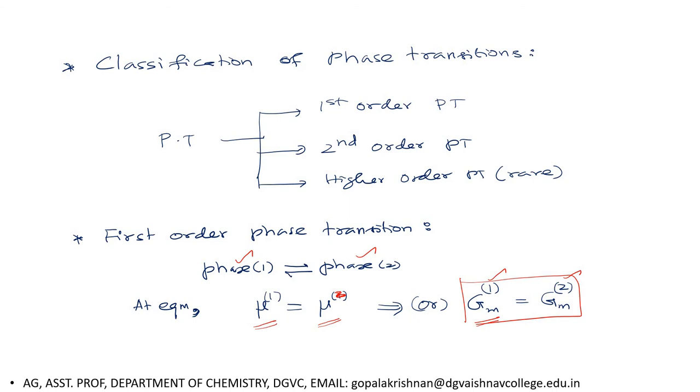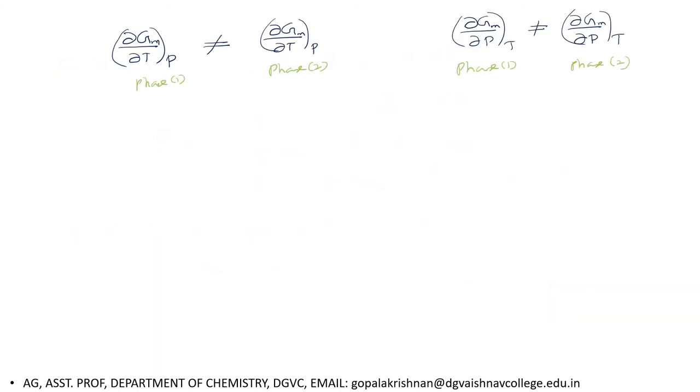Okay, now for a phase transition to be first order, what is the criteria? The criteria is this: the change in molar Gibbs free energy with respect to temperature at constant pressure in phase 1, similarly, the change in molar Gibbs free energy with temperature at constant pressure in phase 2, if these two are not equal. Okay, that is the first derivative of the molar Gibbs free energy with temperature at constant pressure for phase 1 and phase 2, if these two are not equal, okay, then the transition is called a first order phase transition.